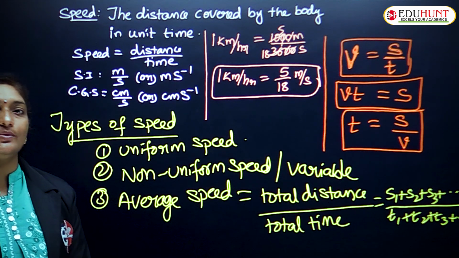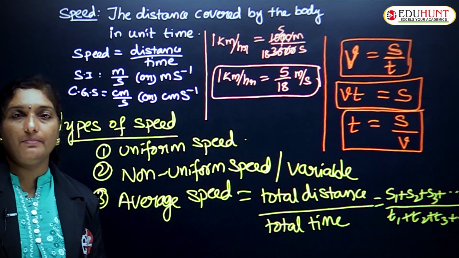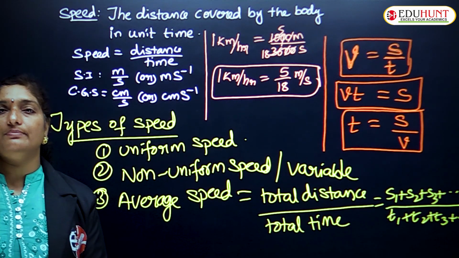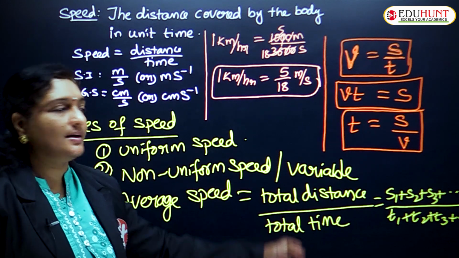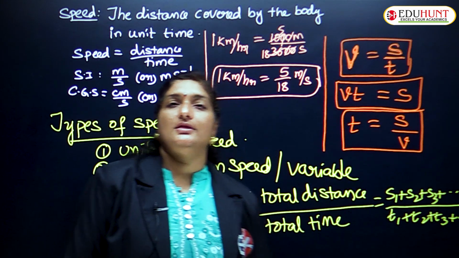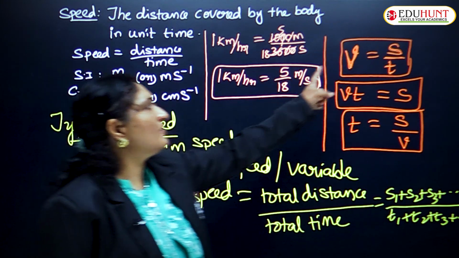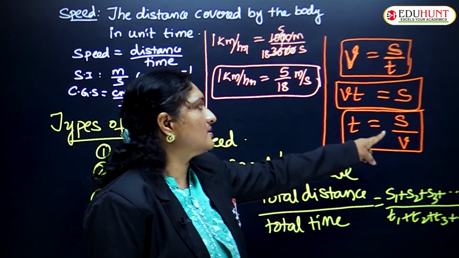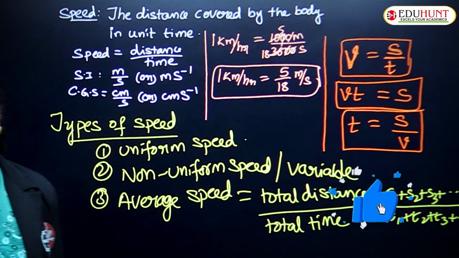If S1, S2, S3 and so on to Sn indicate the unequal distances covered by the body in the time intervals T1, T2, T3 and so on to Tn respectively, then average speed is calculated as S1 plus S2 plus S3 plus so on upon T1 plus T2 plus T3 plus so on. The mathematical forms for speed are V equals S by T, or S equals V t, or T equals S by V. Based on that, let us move to the numericals.